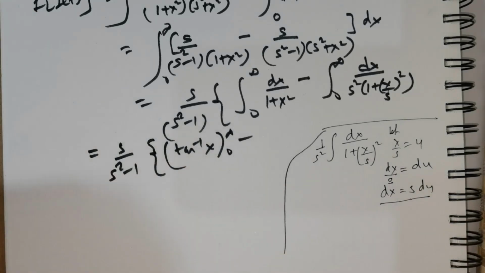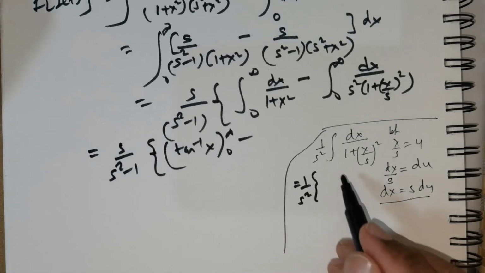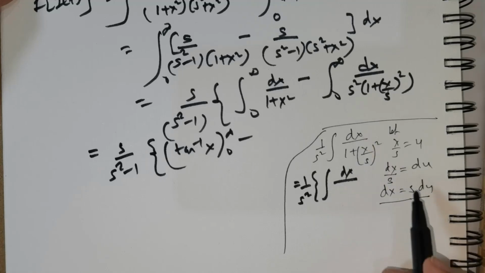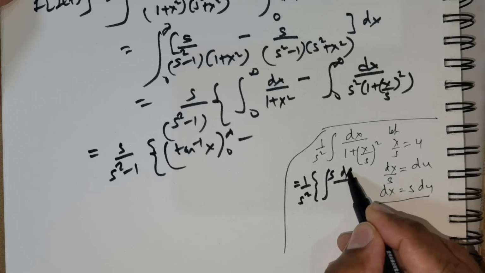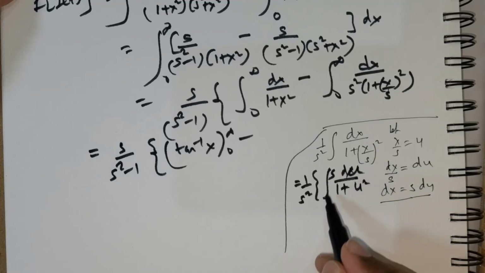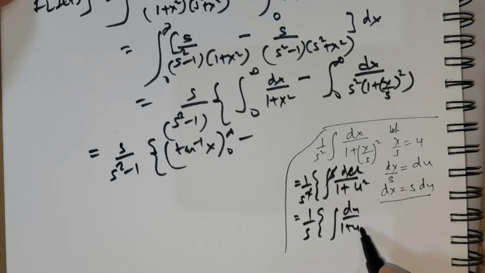So let me go back to that pen. So this is equal to 1 over s squared, that's a constant. Now integral dx, in place of dx we will have to substitute s times du. So this is going to be s times du, 1 plus x over s squared is 1 plus u squared. So s and s get cancelled, giving me 1 over s. So this is nothing but integral du over 1 plus u squared.